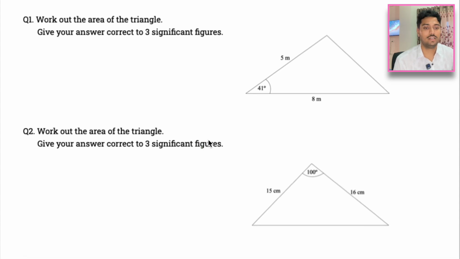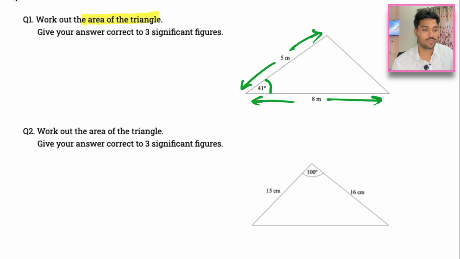The first question says work out the area of the triangle and give your answer correct to three significant figures. We can clearly see we have a triangle with two sides known to us, 5 and 8, and the angle between these two arms of the triangle is 41 degrees, and we have to find the area of the triangle, right? So let's check.